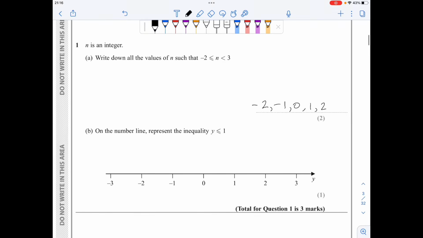And then for part B, I will have a circle at 1. This circle is full because 1 is included. And then I'll have an arrow pointing to the left, which includes the numbers less than or equal to 1.